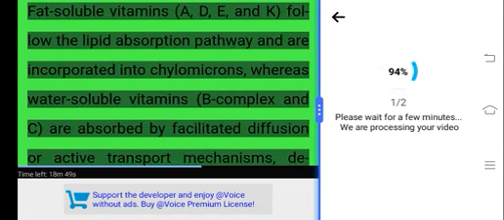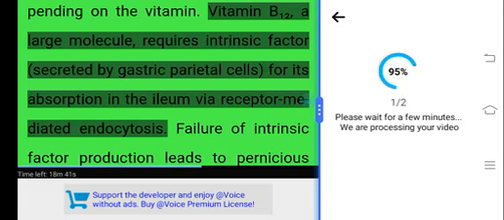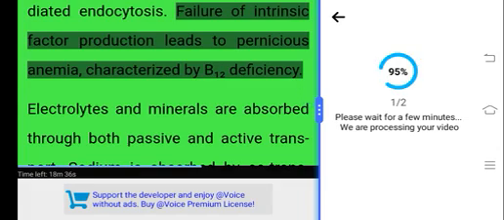Fat-soluble vitamins A, D, E, and K follow the lipid absorption pathway and are incorporated into chylomicrons, whereas water-soluble vitamins B complex and C are absorbed by facilitated diffusion or active transport mechanisms, depending on the vitamin. Vitamin B12, a large molecule, requires intrinsic factor secreted by gastric parietal cells for its absorption in the ileum via receptor-mediated endocytosis. Failure of intrinsic factor production leads to pernicious anemia, characterized by B12 deficiency.